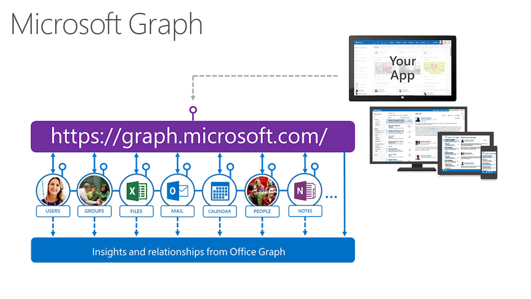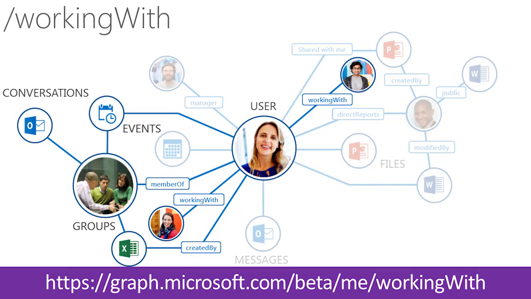Currently, there are 2 Office Graph relationships that you can query for from the Microsoft Graph. The first is called the Working With Insight, which is a people-to-people relationship. The Office Graph can determine who you are working closely with based on your social circle.